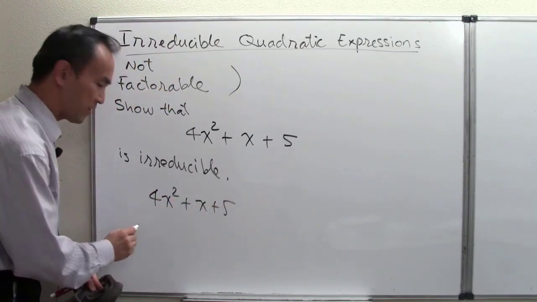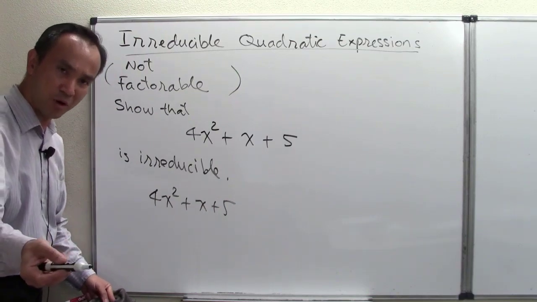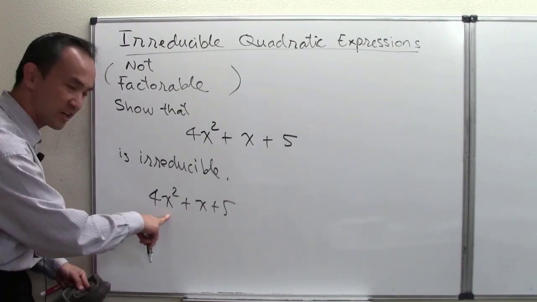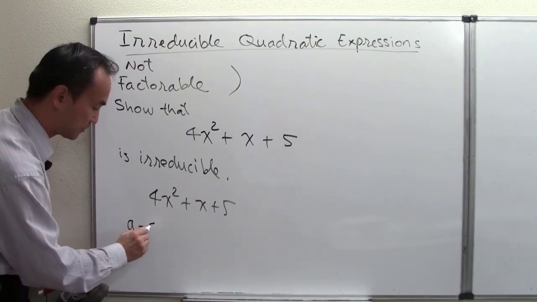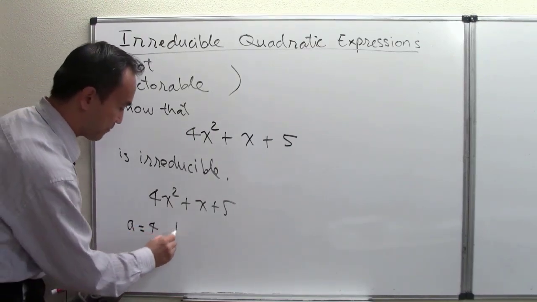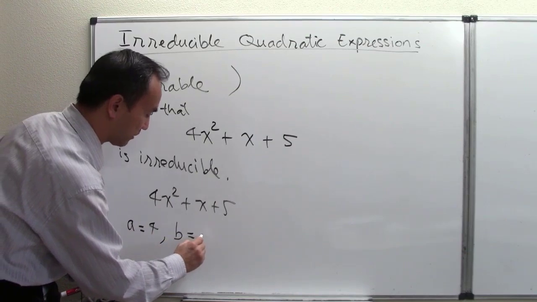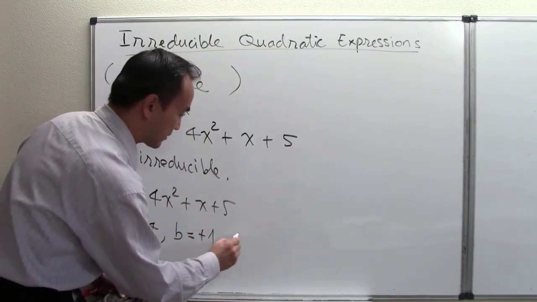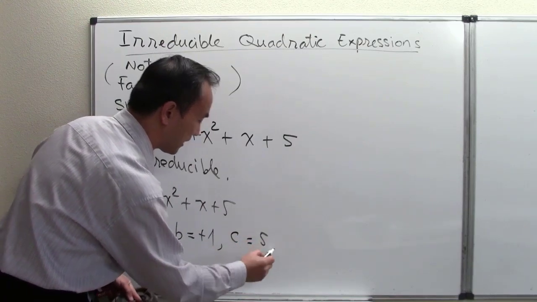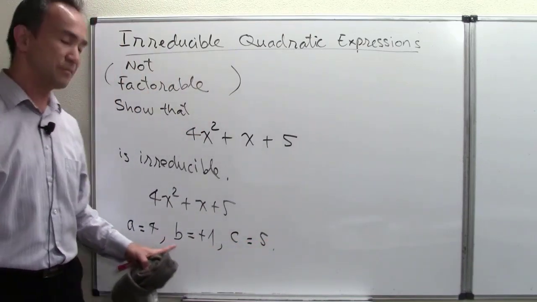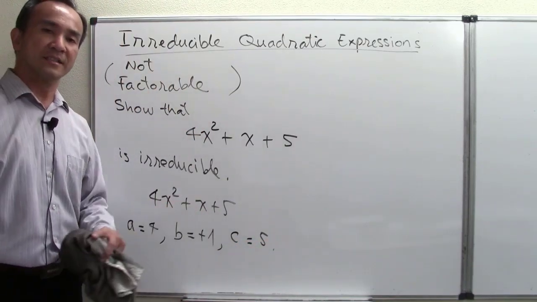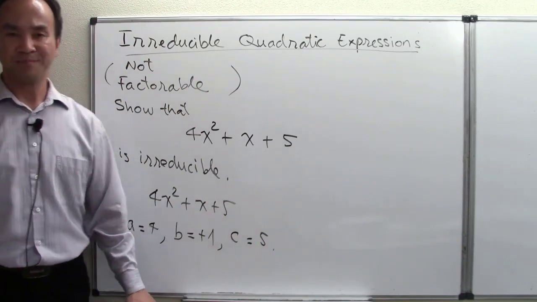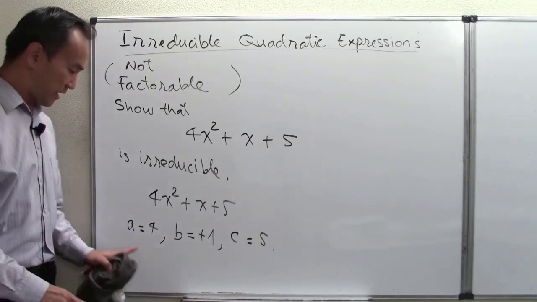And so this quadratic expression, we've learned about what a quadratic expression is. Then a, the coefficient that goes with the x squared term, is positive 4. b is positive 1, right from the middle term. And c is positive 5. In our problem here, being a one variable quadratic expression, our c is simply a constant term. So we got a, b, and c.